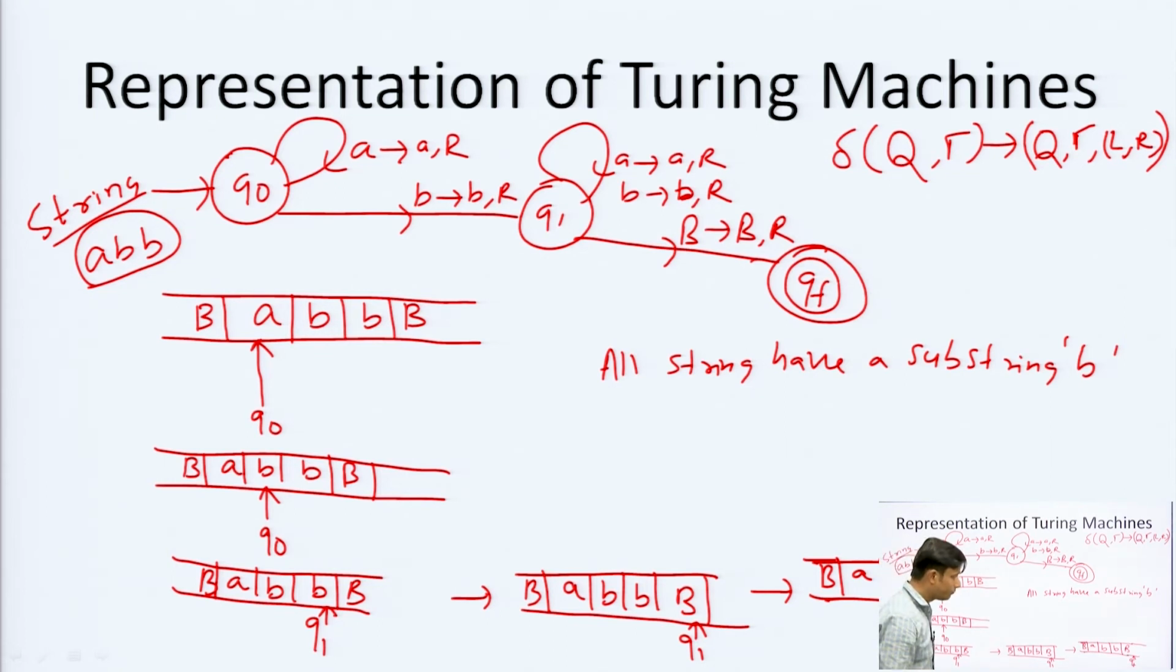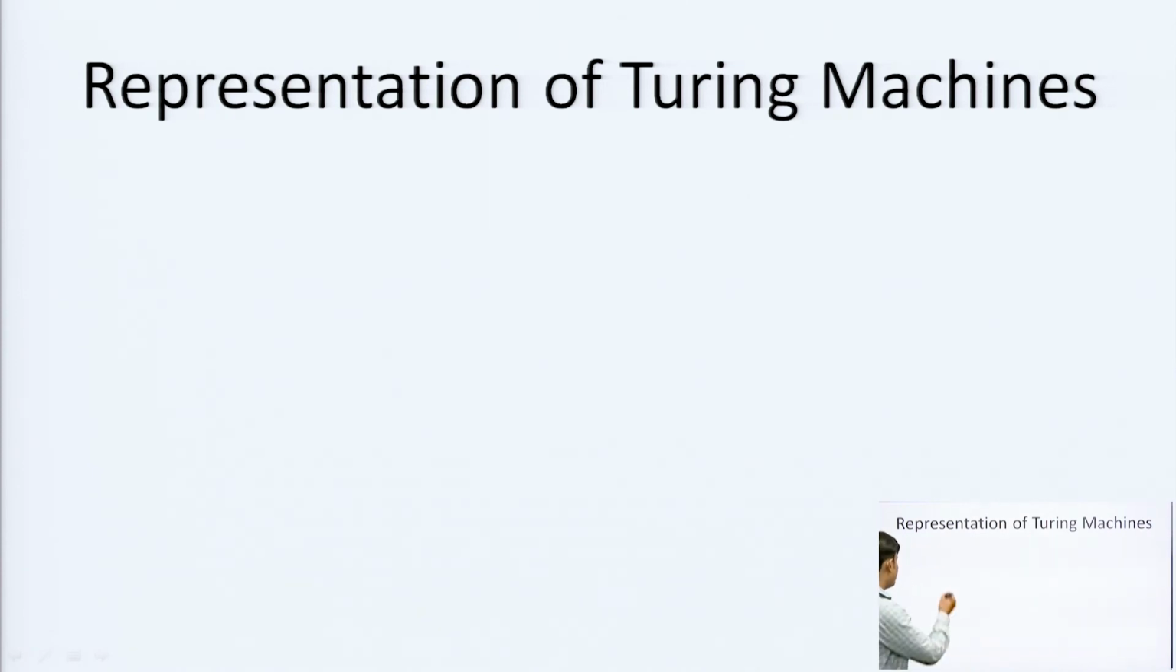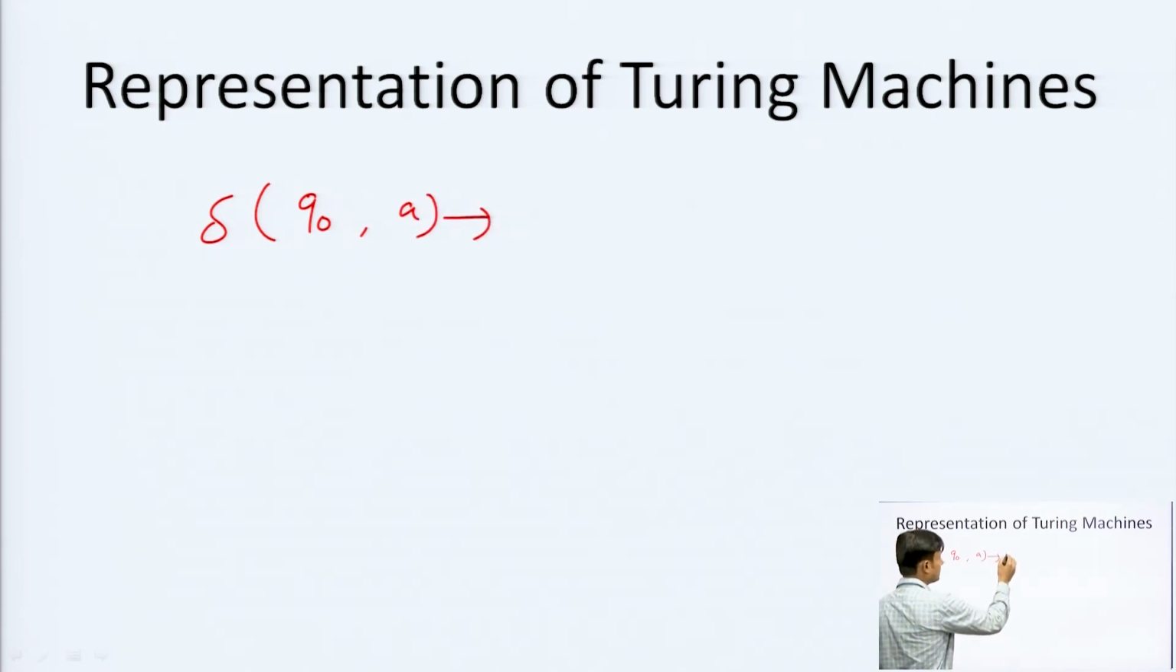Similarly, you can move in the left direction. Similarly, we can replace the character by writing something. So now see how to replace. I am writing another transition here. This is Q0, and this is A, and we have written Q1 and B, and move right.